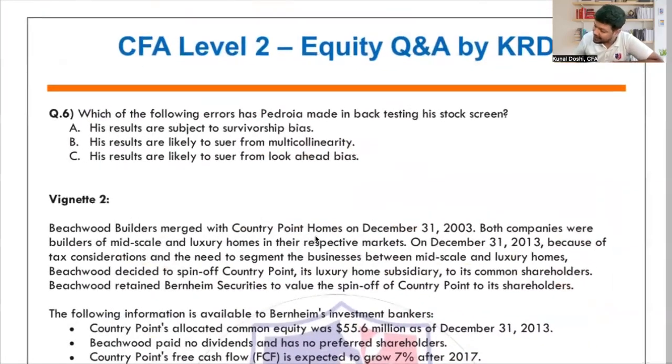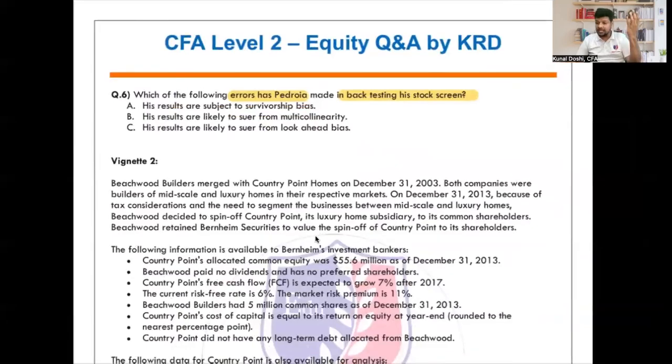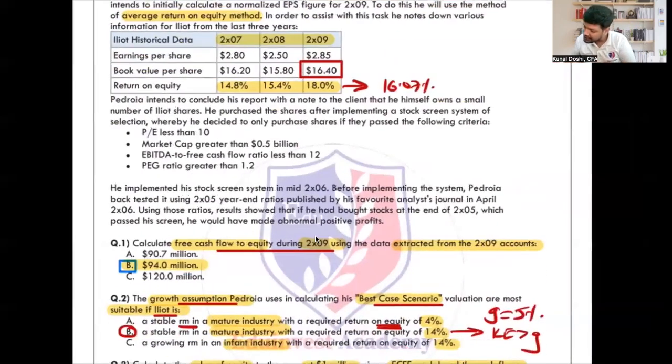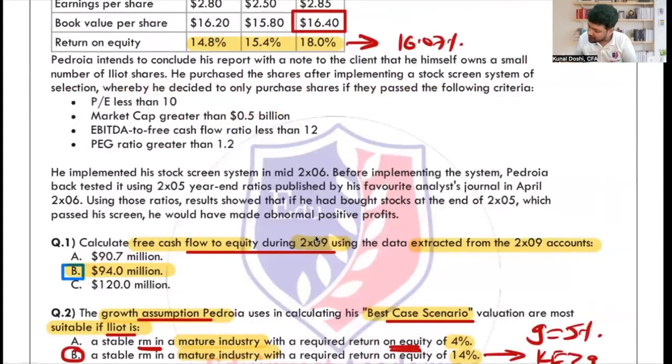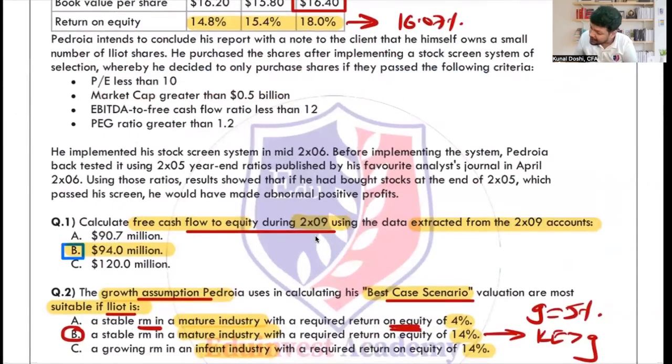Which of the following errors has Pedro made in backtesting his stock screen? So we'll have to see what type of error he has made. Okay, all this information is given. He implemented his stock screen system. Before implementing, he backtested it using 2005 year-end ratios published by his favorite analyst journal. Nothing wrong in that. Using those ratios, results showed that if he had bought the stocks at the end of 2005 which passed his screen, he would have made abnormal profits.